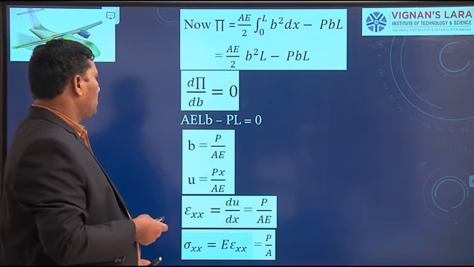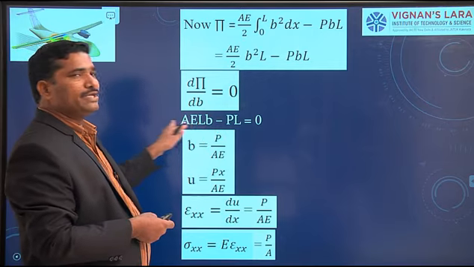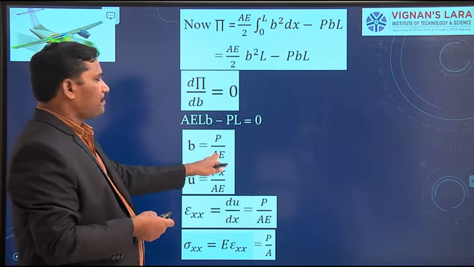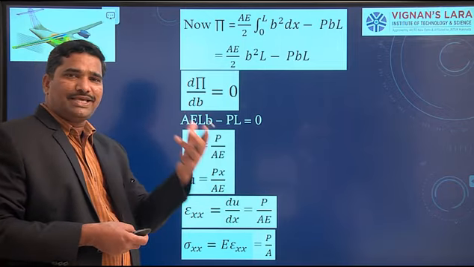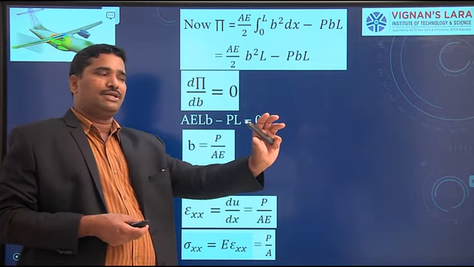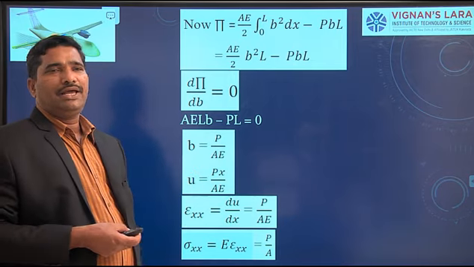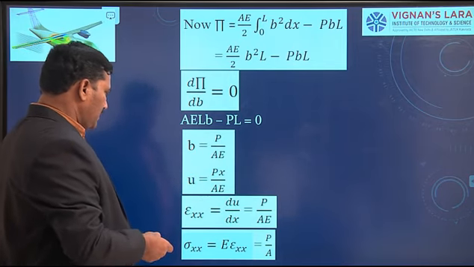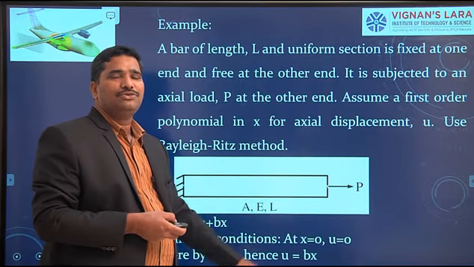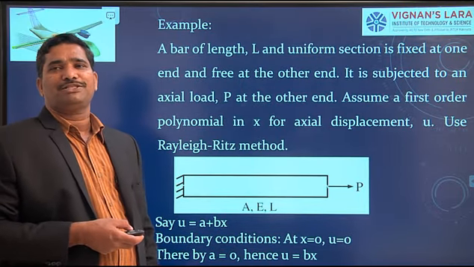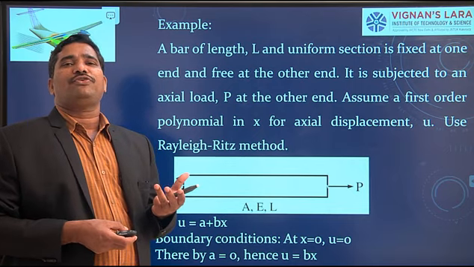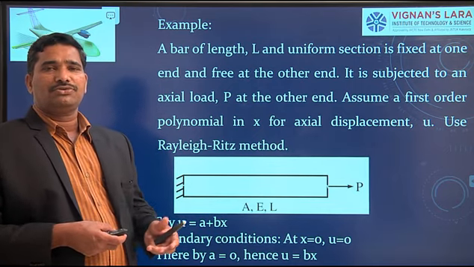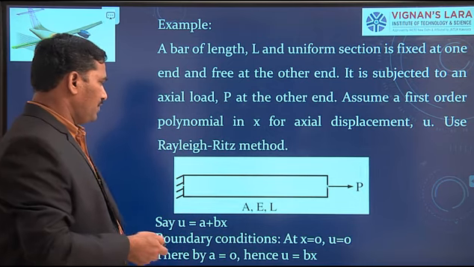So, then, what you get? You get an expression like this. And then simplify, you get b equal to P by AE. P is the external force, A is the cross-sectional area of the member, E is the Young's modulus. Now, substitute this b in the displacement function, you get the expression for displacement, which is analytical in form. As I said, the classical method gives you a solution which is analytical in form.